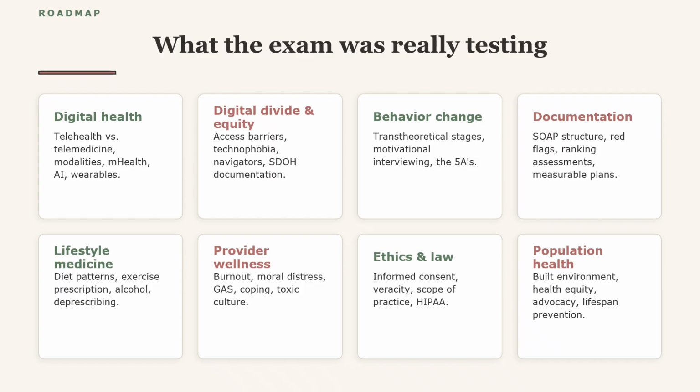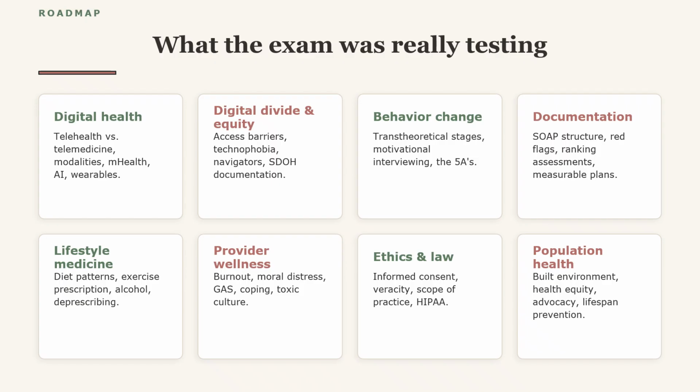Lifestyle medicine, evidence-based practice, diet patterns, exercise prescription for comorbidity, alcohol reduction, deprescribing, provider wellness. Then is how do we take care of ourselves? We have such a huge level of burnout. Moral distress, general adaptation syndrome, coping patterns, and organizational culture can be a barrier. Ethics and law, including informed consent, veracity, scope of practice, and HIPAA. In population health, we're looking at the social determinants, equity, advocacy, and the prevention across the lifespan.